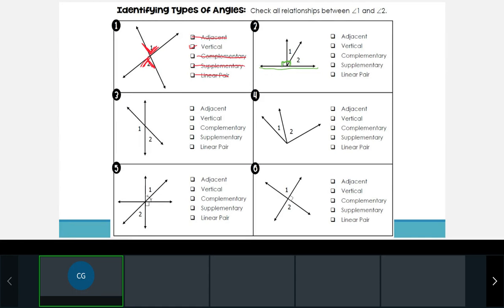Okay, well now angle 1 and angle 2 are making that 90-degree angle. They're sharing a side, so they're definitely adjacent. But they aren't across from each other on any intersecting line, so they're not vertical. Together, they're making a 90-degree angle, so they're complementary. They're not supplementary. They make 90, not 180. And they're not forming a line, so they're not a linear pair. So here I would choose adjacent and complementary.